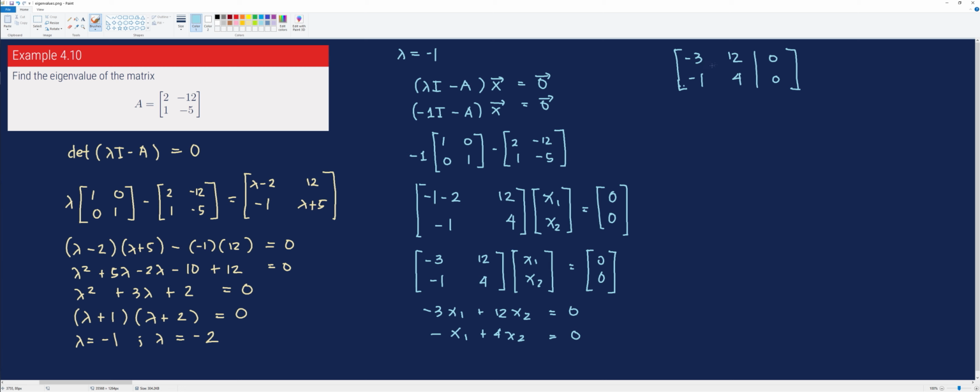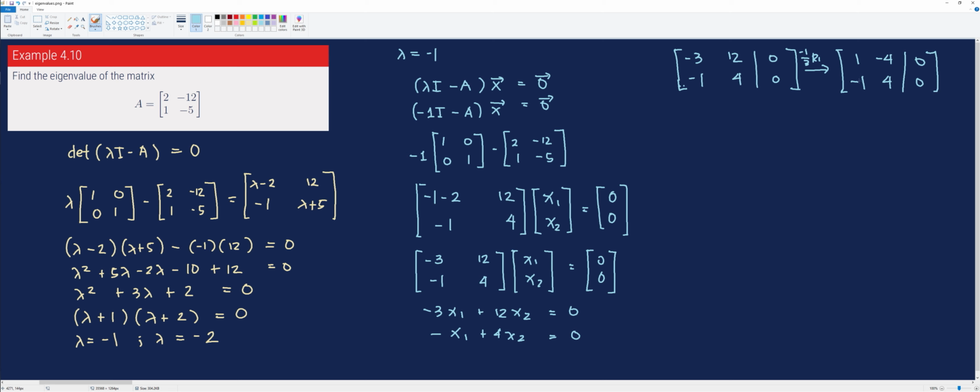So the first step here, in my case, I will multiply the first row by -1/3. So -1/3 R1. So this will become 1, and this is -4, and this is 0, whereas this one is -1, and this one is +4, and this is also 0.